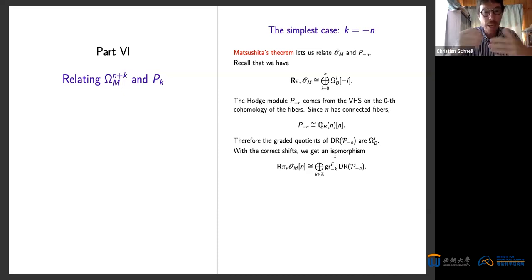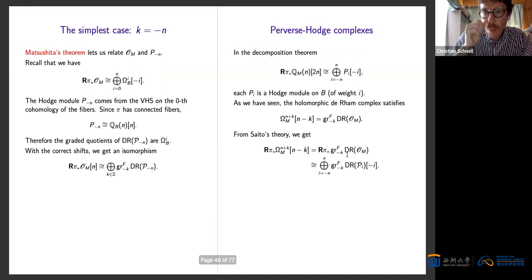Okay, so this is how you get past this problem that one object is on M and one object is on B. You push down to B, and you have two objects on B. And then the second problem is one object is coherent, the other one is topological, and that's solved by replacing the topological thing by a Hodge module and then taking graded pieces. Okay, and so, I mean, I wouldn't be saying this at this moment if it wasn't sort of like this in general.